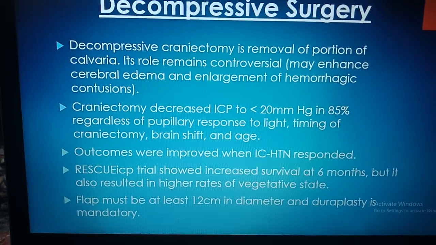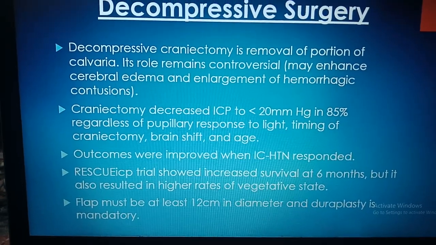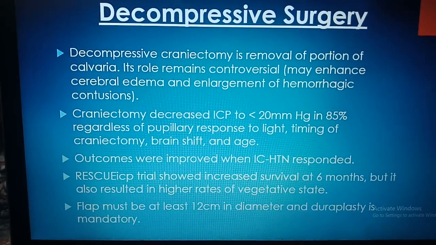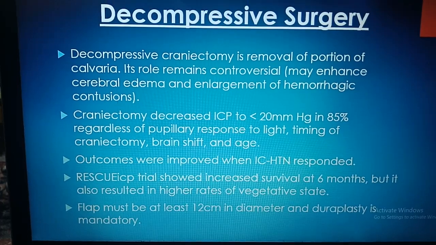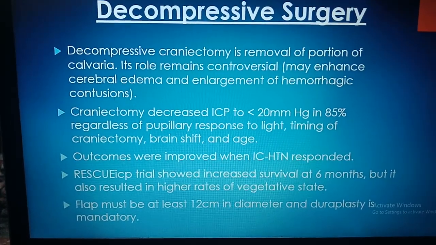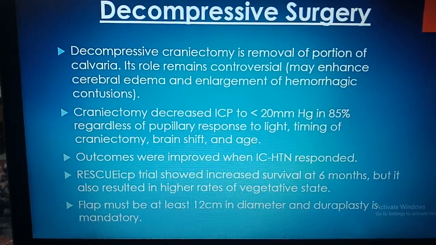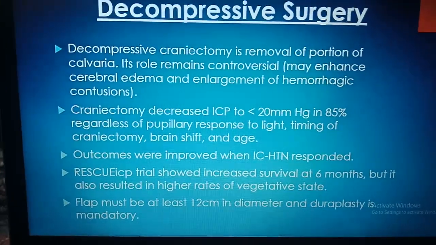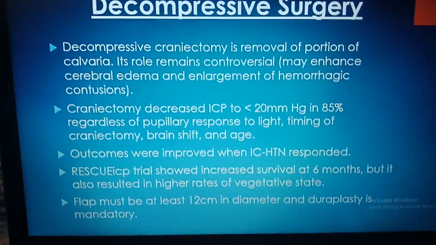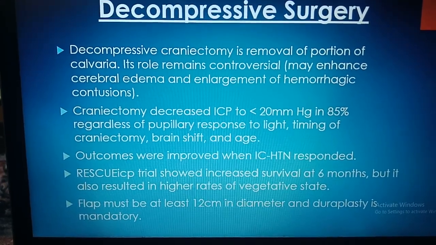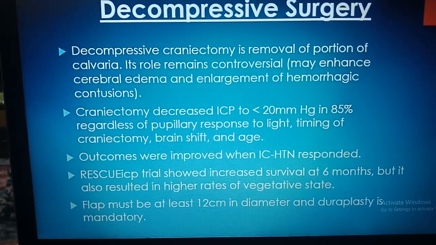There has been a trial called the RESCUEicp trial, which showed increased survival at 6 months, but it also resulted in higher rates of vegetative state. So that is still controversial, but let's consider it a very effective way of decreasing the ICP. Though you should know that the flap must be at least around 12 centimeters in diameter, and duroplasty is mandatory.